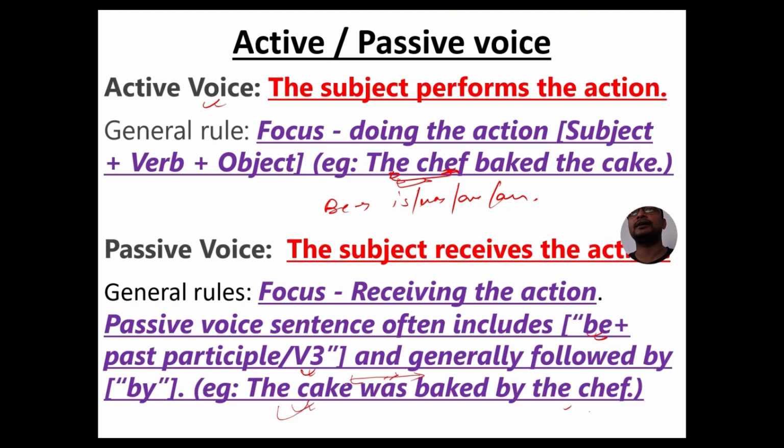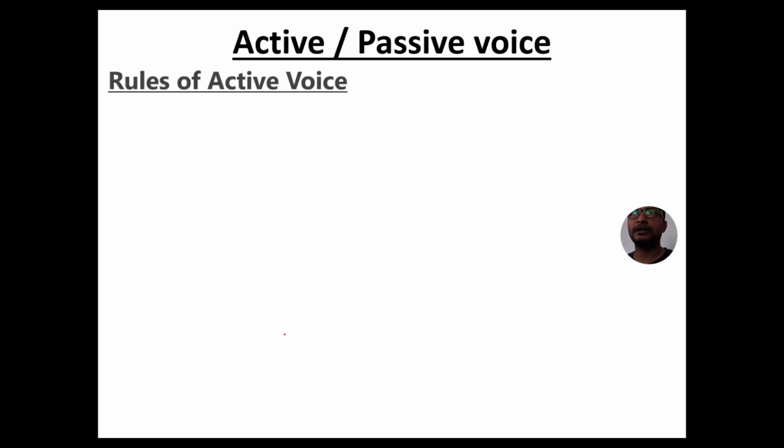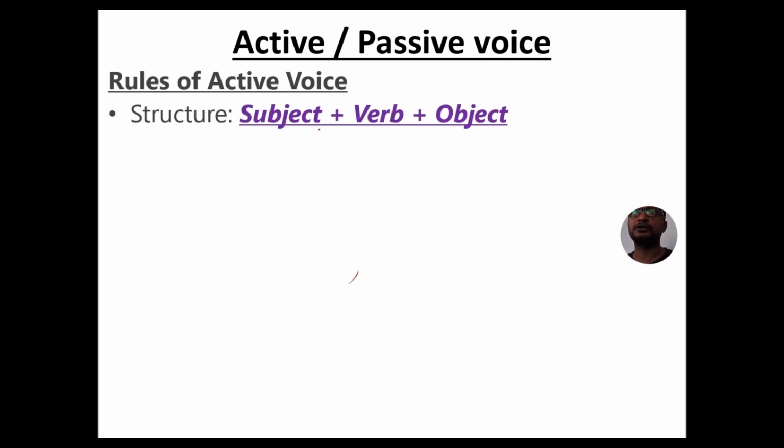So that's the only thing, guys. Active, focus on the doer; passive, focus on the receiver. In passive there will be a be form of the verb plus past participle in the sentence. That's it. If in the sentence there is a be form plus past participle, consider that 100% that is the passive.